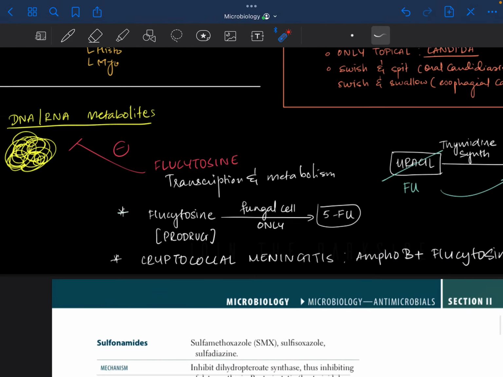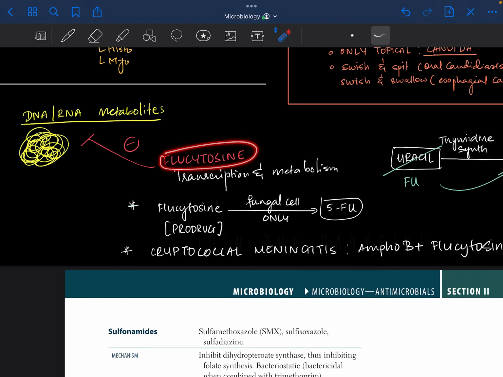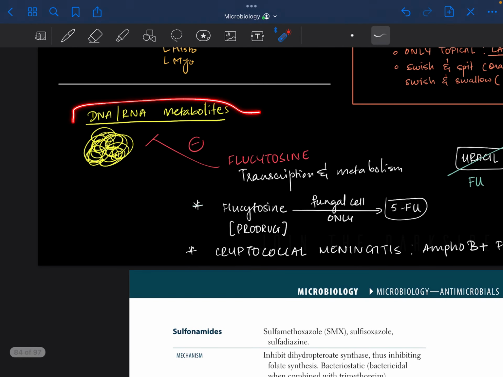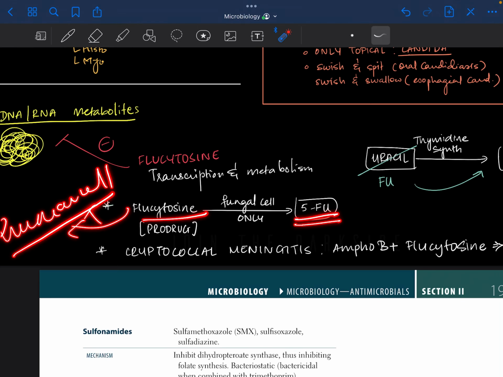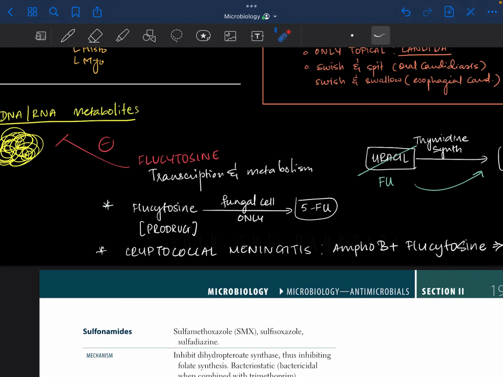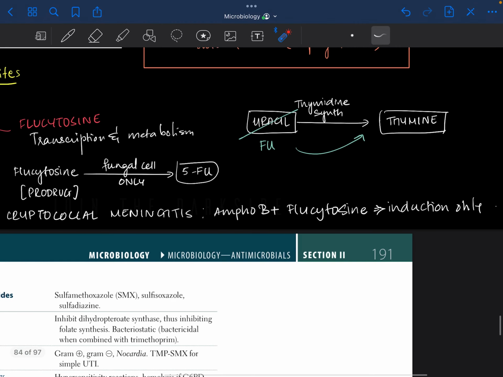Okay, the last one was flucytosine. Now, what does flucytosine do? It goes to the DNA, RNA metabolites. Why is flucytosine so good? Flucytosine is a prodrug. That means it goes inside the fungal cell, only inside the fungal cell, and gets converted to 5-fluorouracil. It cannot go inside the human cell mostly. And even if it does, a very small amount of flucytosine will go in, and still a lot less will be converted to 5-fluorouracil.